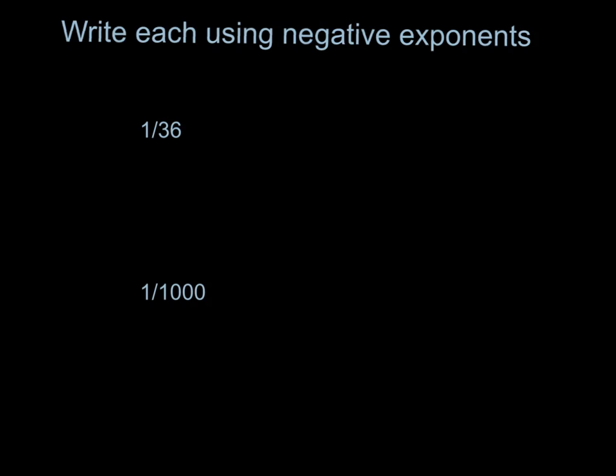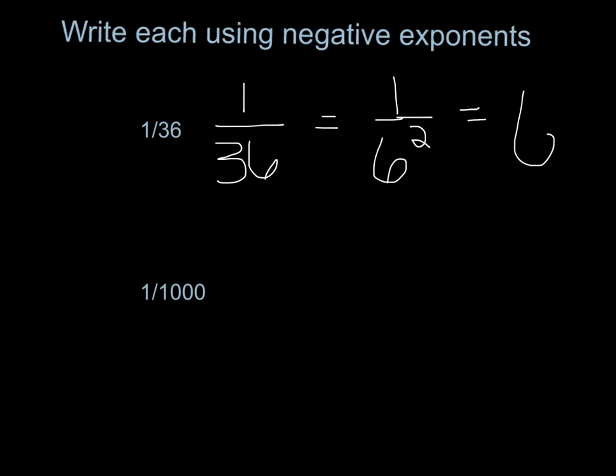When asked to write each of these using a negative exponent, first we have to think what each of them are using an exponent in general. So 1 over 36, you have to think, okay, what number using an exponent will equal 36? Well, I know that 1 over 6 squared equals 1 over 36, because 6 squared is 36. So using a negative exponent, now all I have to do is get rid of that 1 and make this a 6 to the negative 2 power.